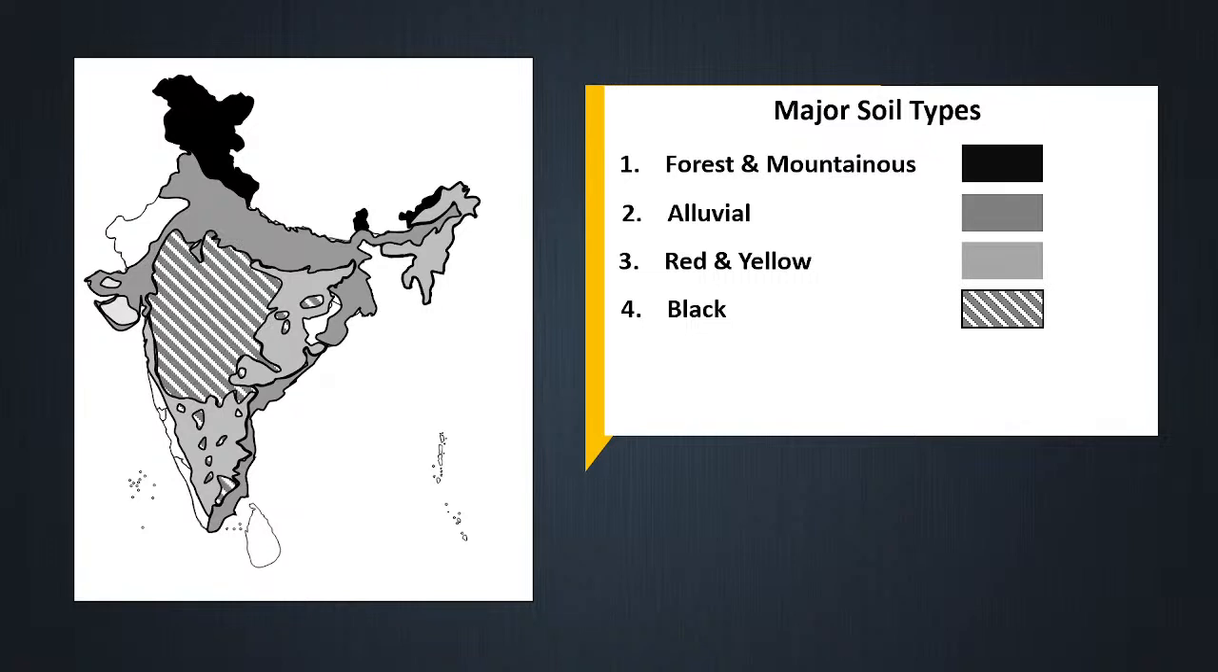Is done? Next, after that, after black soil, you have laterite soil. Look at this, laterite soil. Coastal regions of Goa, Karnataka, Kerala, Maharashtra. Is done?